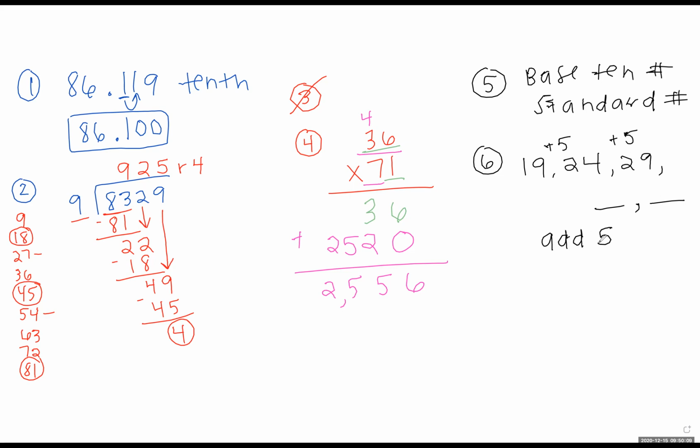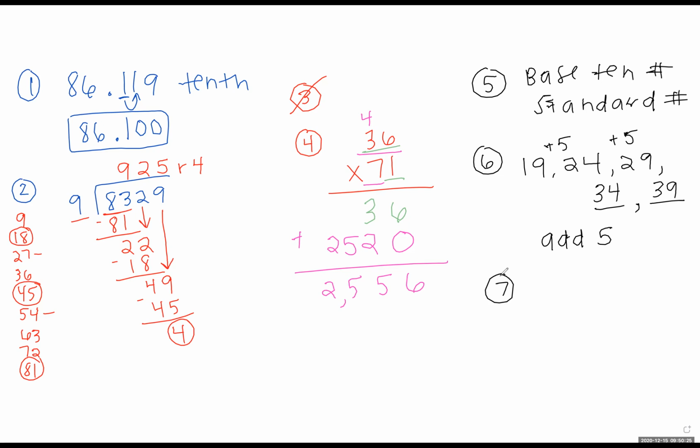Then I have to do the next two numbers. So start at 29, add 5. 29, 30, 31, 32, 33, 34, 35, 36, 37, 38, 39. So the rule is add 5. The next two numbers are 34 and 39.